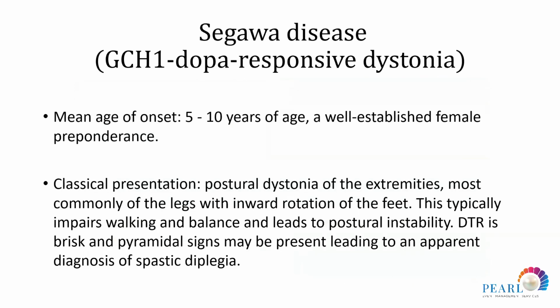So the GCH1 DOPA-responsive dystonia, usually the main age of presentation is 5 to 10 years, with predominance in females. Classically, they have postural dystonia in the lower extremities, where usually there is an inward rotation of the feet. They usually have pyramidal signs with increased tendon reflexes.